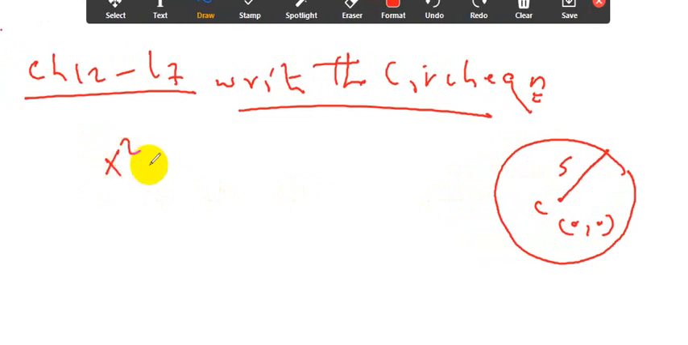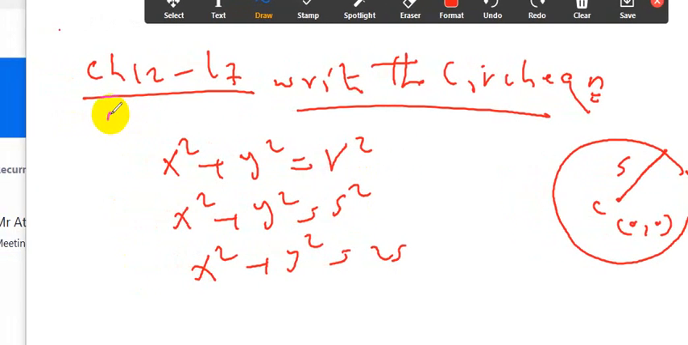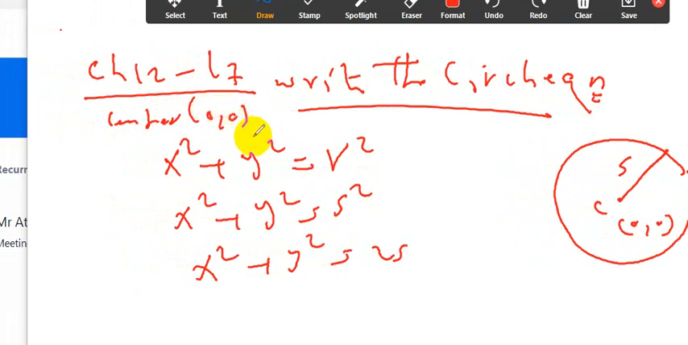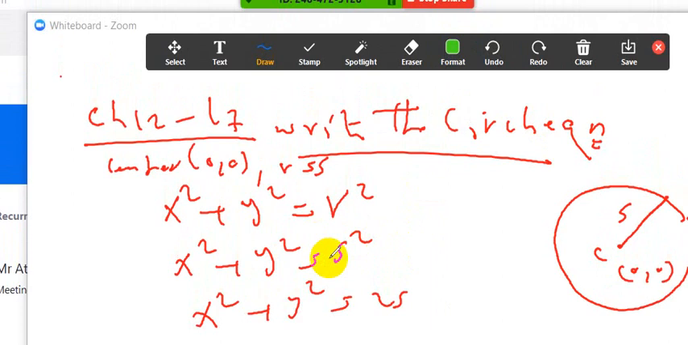The circle equation will be x squared plus y squared equal r squared. R is the radius. So it is x squared plus y squared equal 5 squared, which is x squared plus y squared equal 25. So to write the circle equation with the center at the origin, which is 0, 0, and the radius is 5, the main equation is x squared plus y squared equal r squared.